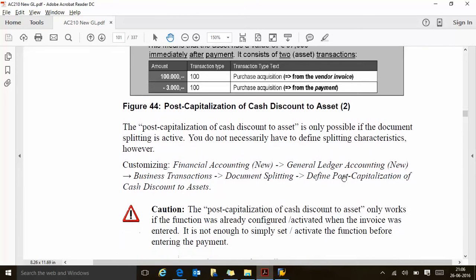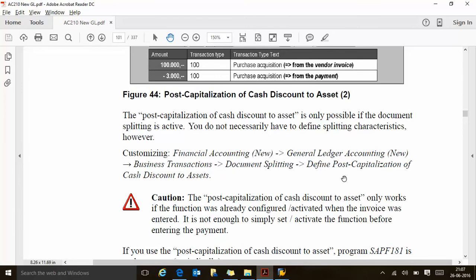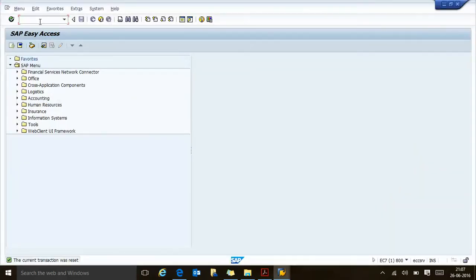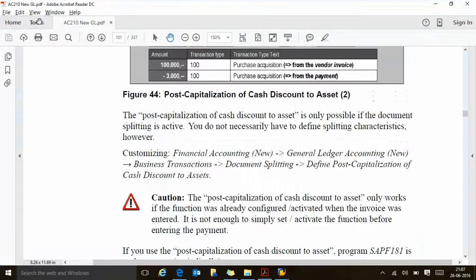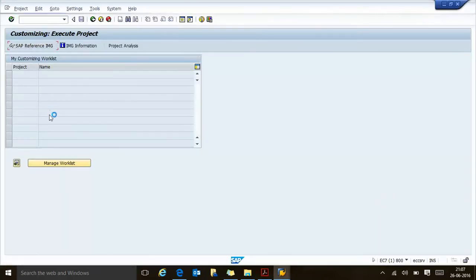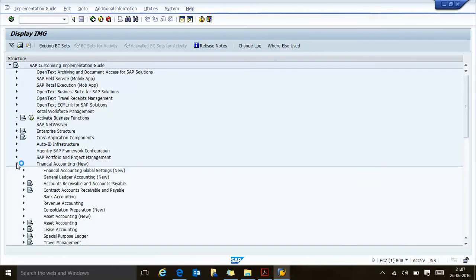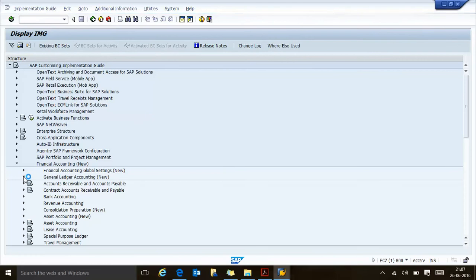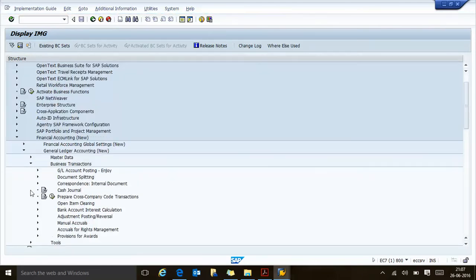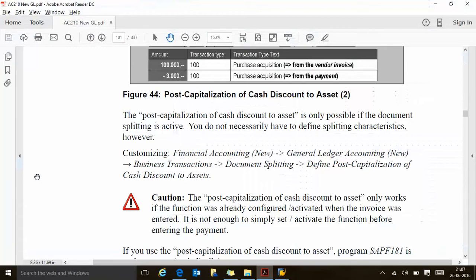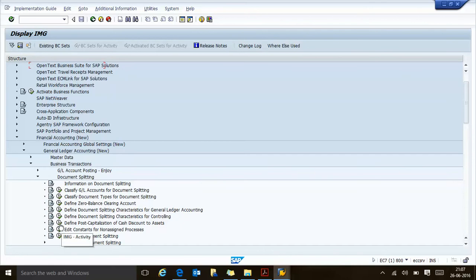The post capitalization of the cash discount to the asset is only possible if document splitting is active. You do not necessarily have to define splitting characteristics, however. So there is a specific customizing for this. GL business transaction document splitting. Financial Accounting, GL Accounting, business transactions, document splitting. What do we have then? Post capitalization. This is what we have.